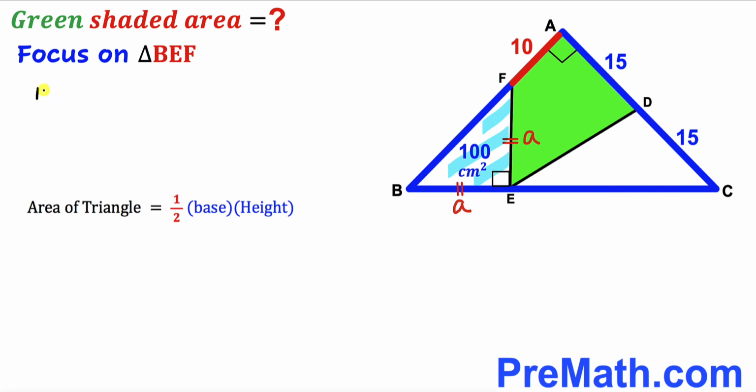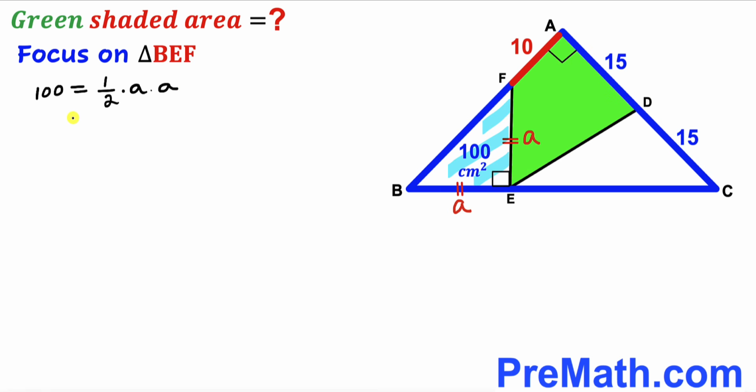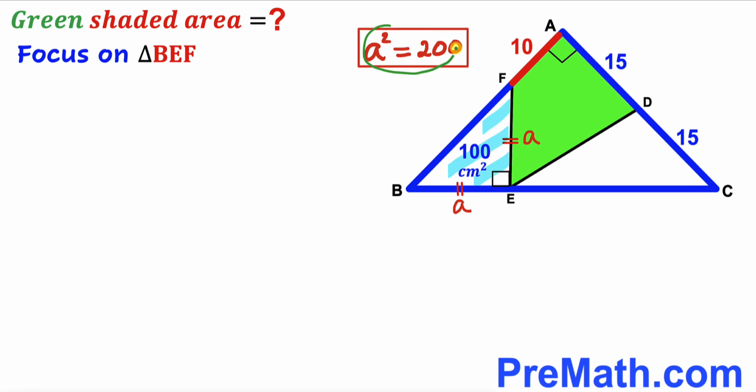So our area 100 equals 1 divided by 2 times base lowercase a, the height lowercase a as well. Let's simplify and multiply. We're going to get a squared divided by 2 equals 100. Now I'm going to multiply by 2 on both sides of this equation to isolate a squared. So this 2 and 2 are gone. Therefore our a squared value simply turns out to be 200.